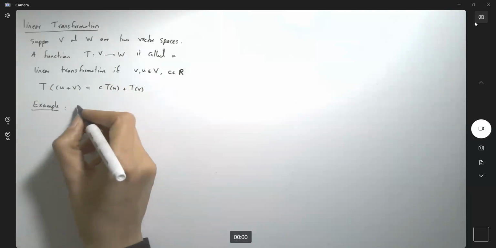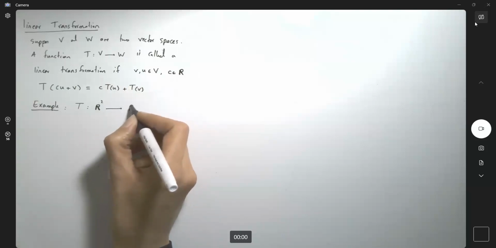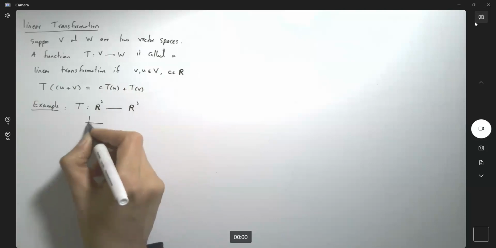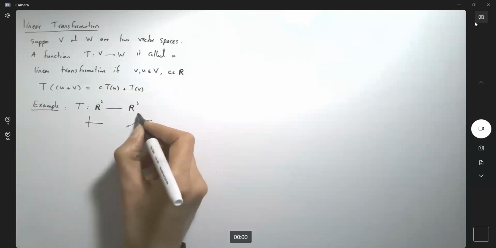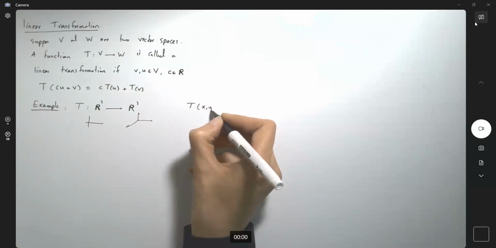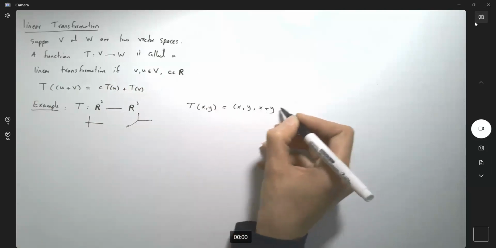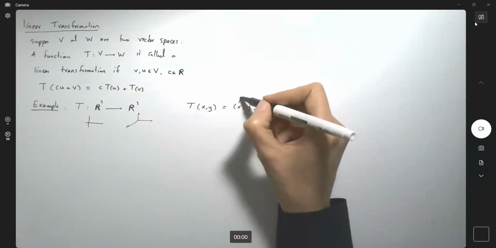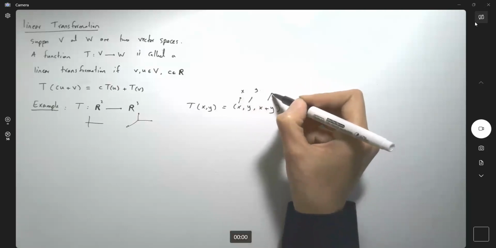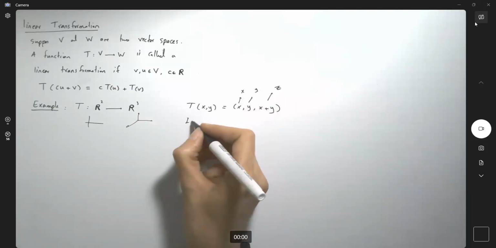For example, consider the following function T that maps elements from the plane to three-dimensional space. So here you have two dimensions to three dimensions. I'm going to define it this way: this takes x and y, and it gives us x, y, and a z value, which is their sum. So here you have the x component, the y component, and here you have the z coordinate. All right, is this a linear transformation?